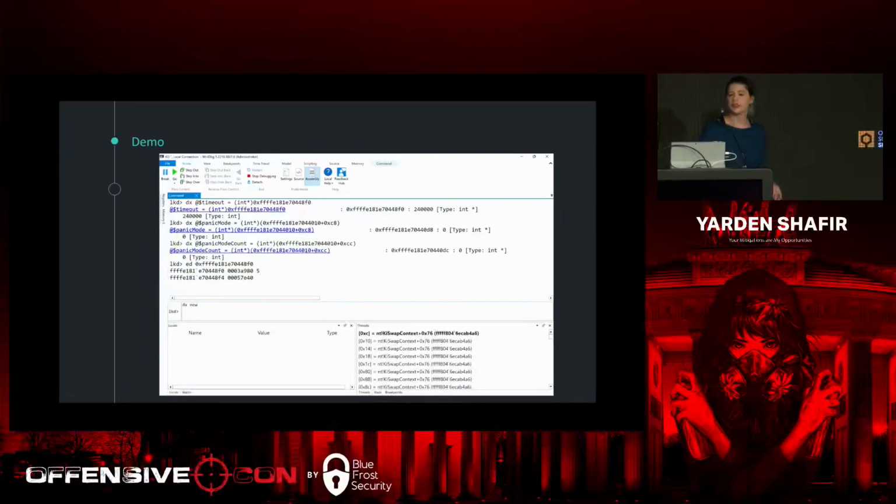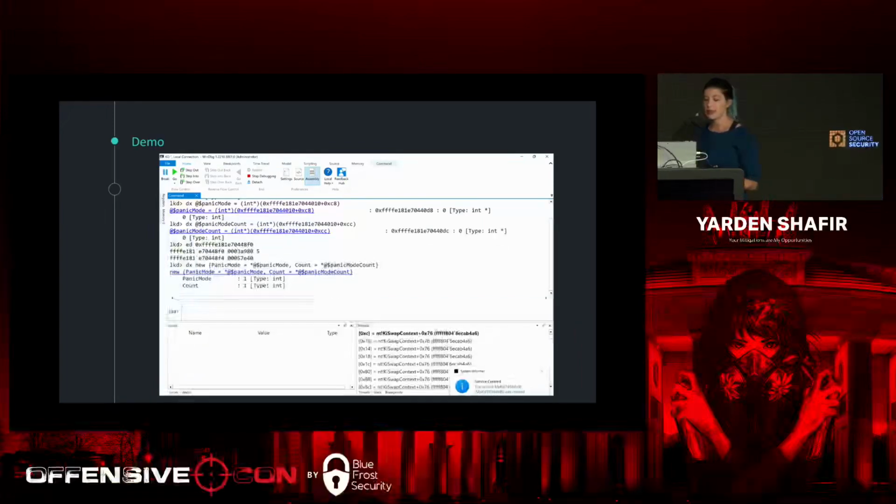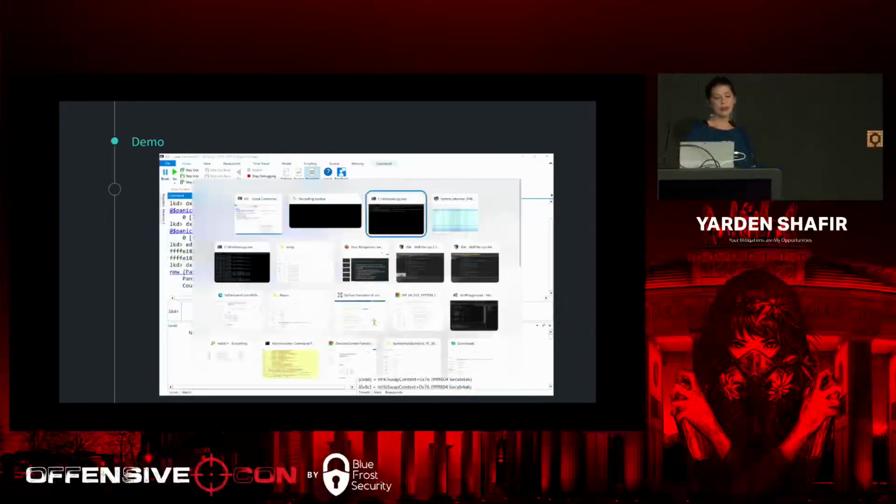Then I go and check the new values of panic mode, and in the background, you'll see Windows Defender updating itself a few times, writing new Yara definitions against what I'm doing at this very moment. I mean, not really, but I'd like to think that. And panic mode is enabled.